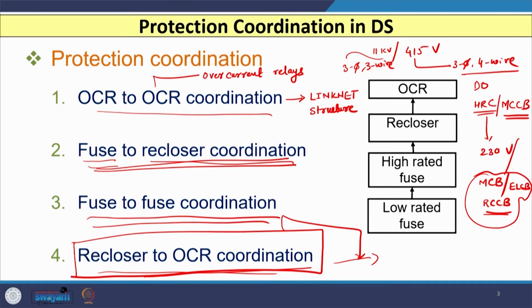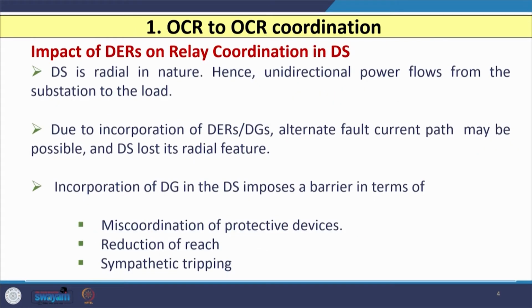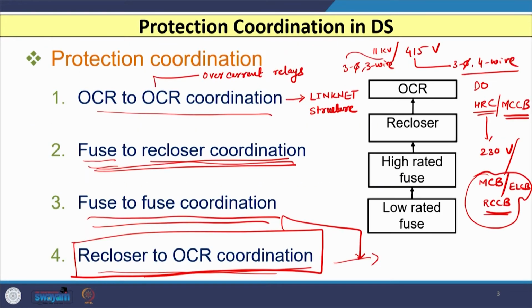So, first option, that is coordination between overcurrent relays, we have discussed using linked net structure, and we have seen that if an interconnected network is there where multiple sources are present, then how the coordination is achieved.